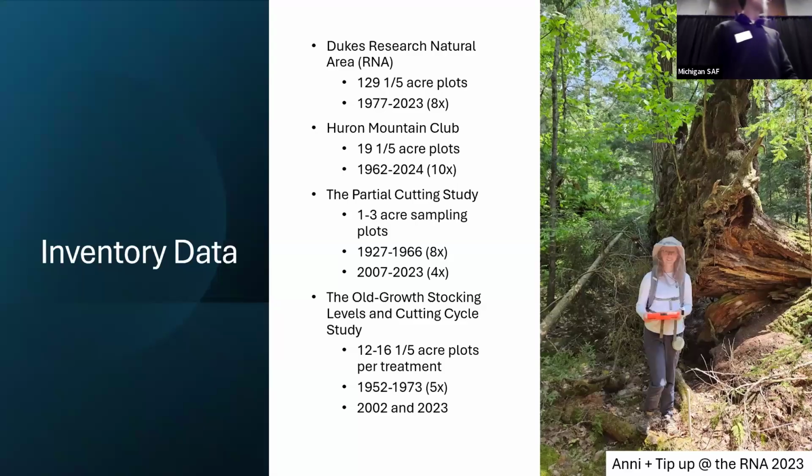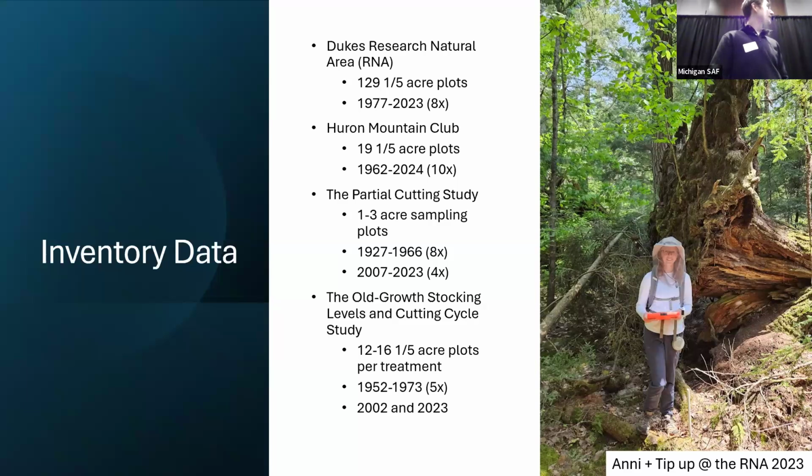So the inventory data, we're very blessed to have a lot of inventory data from all of these sites, and they've been measured and maintained by others, and we're happy to pick up the torch with some of our remeasurements in 2023 and 2024. So the Dukes Research Natural Area has 129 upland fifth-acre plots. There's other lowland plots that haven't necessarily been maintained, but we focus on the 129 upland plots, and those have been measured 8 times since 1977, most recently by us in 2023.